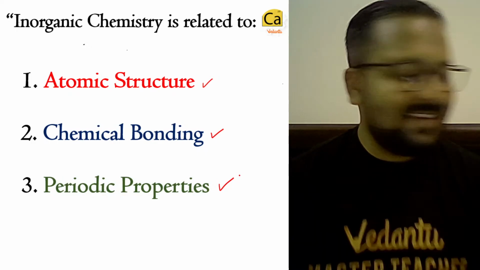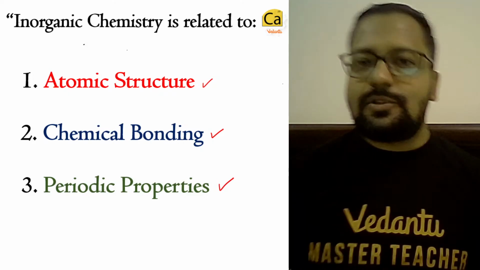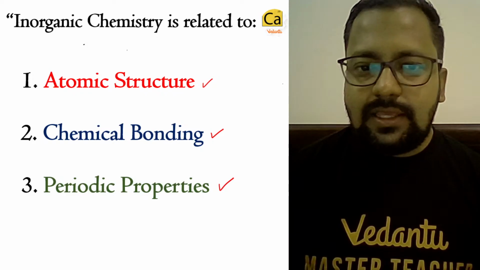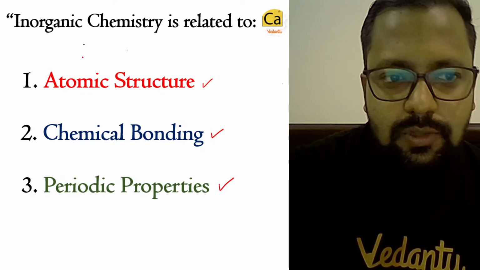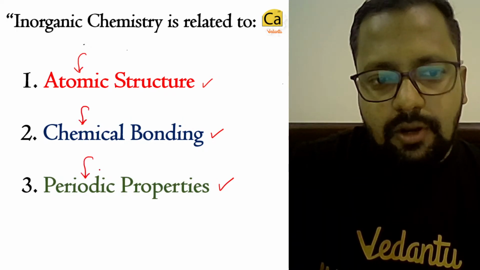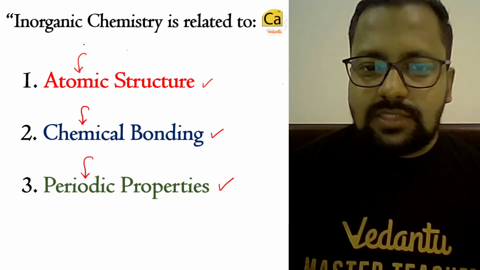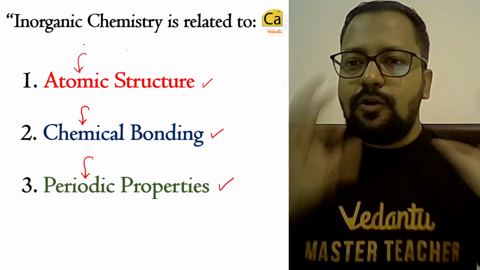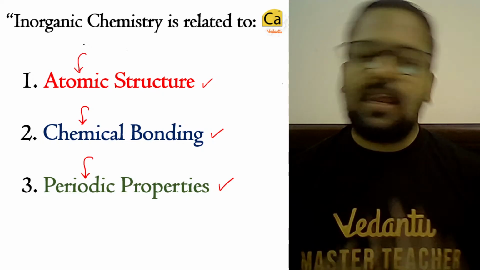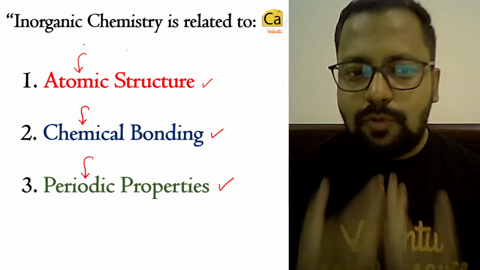These three things are the only things that inorganic chemistry is related to. And the point is, you know these things. You know atomic structure, you know chemical bonding, and you know periodic properties. Is there any student who doesn't know these things? No. Every student knows a bit of it. At least the amount of things that are there in NCERT, everybody knows. They've been taught so many different times.